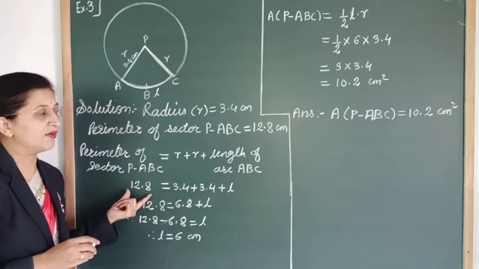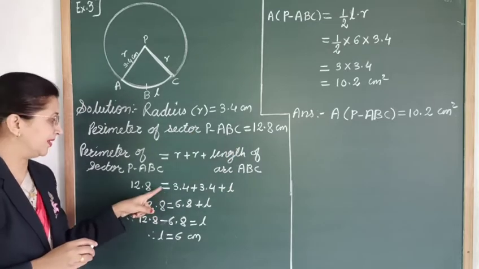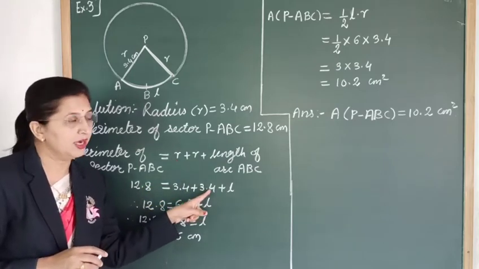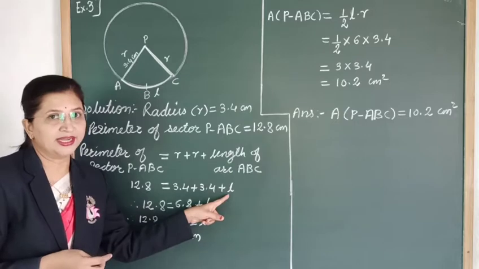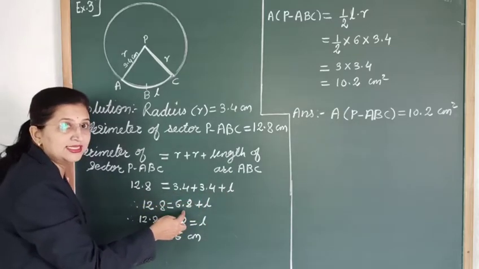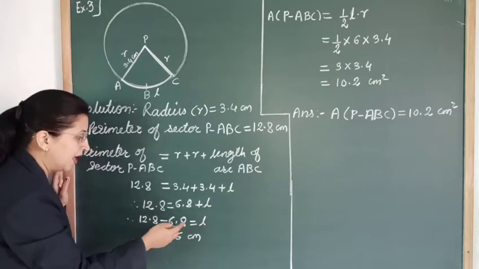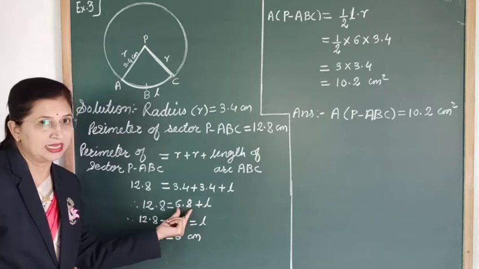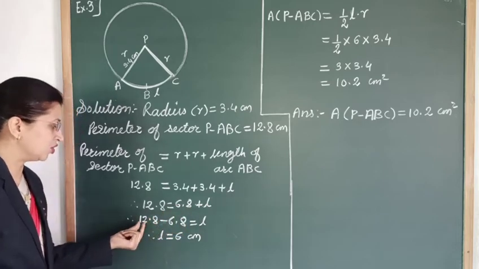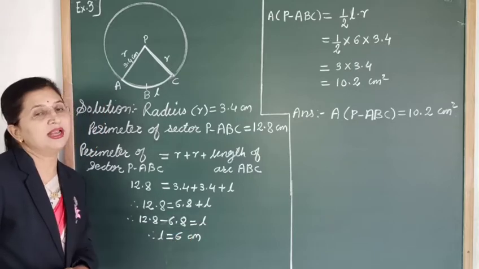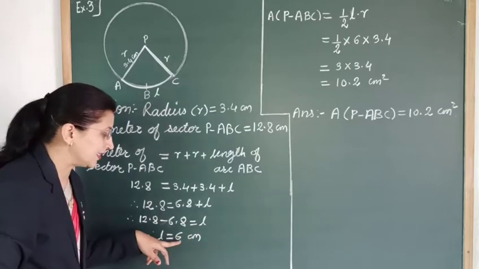This perimeter is given as 12.8 centimeter, which is equal to radius 3.4 plus 3.4 and the length of arc, which we denote by L. So 3.4 plus 3.4 is 6.8, plus L. Now we want to find the value of L. The 6.8 which is with plus will become minus. So 12.8 minus 6.8 is equal to L. In this way we get the value of L as 6 centimeter.